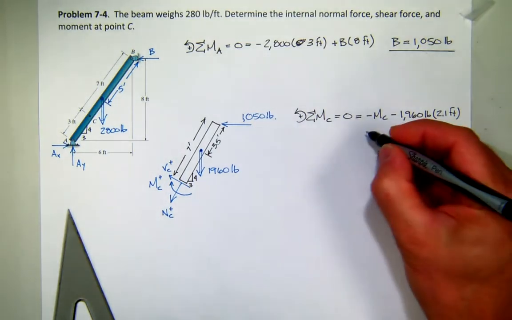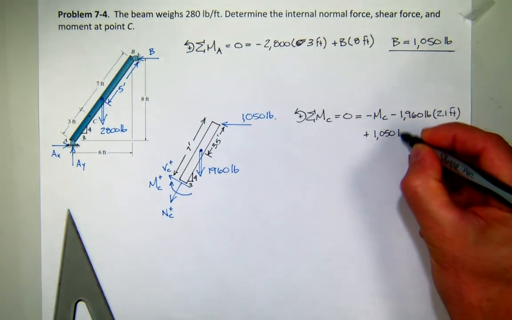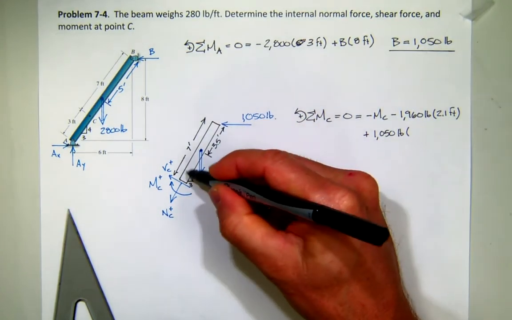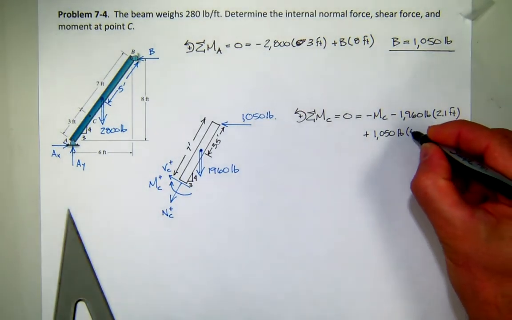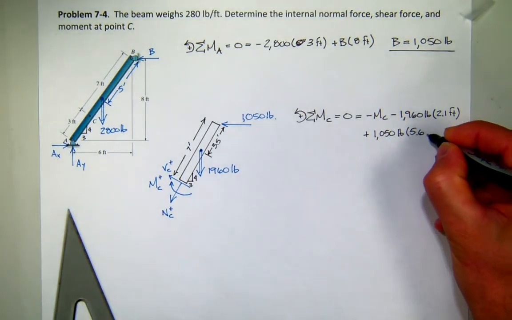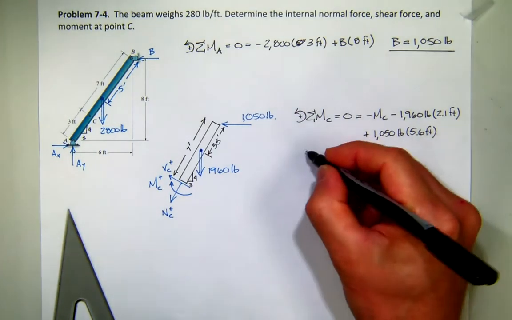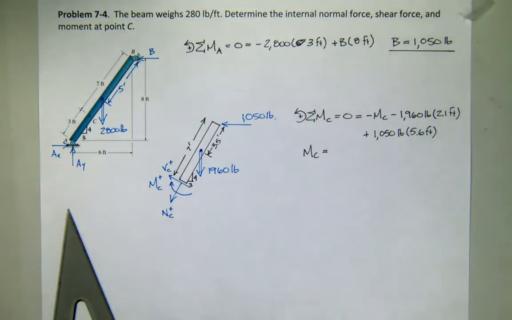And then this creates positive moment at the top, my 1050. And what's this moment arm? It's this distance. That'll be 4/5 of 7. I got 5.6. That makes sense? We should be able to solve for the moment at C, whatever that is.